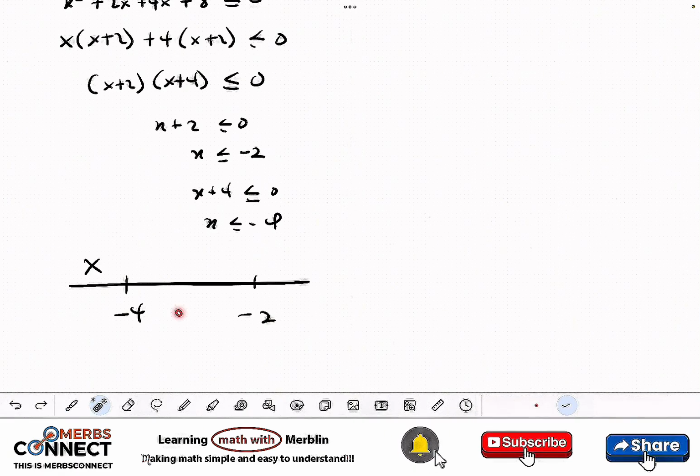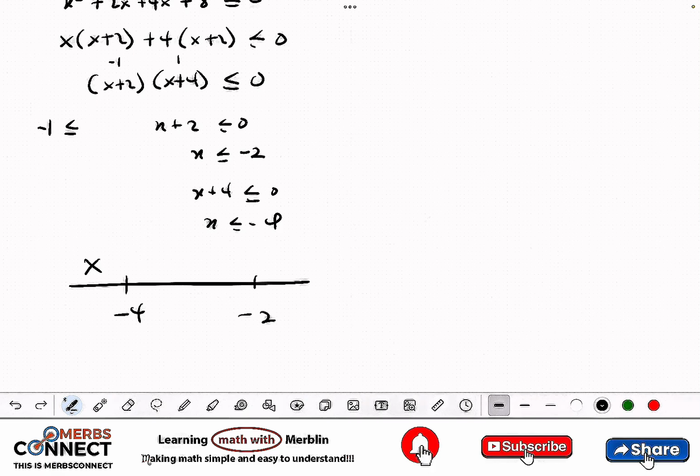We can pick any value in between. We can pick something like negative 3, which is in between here. So when I plug in negative 3 here, let's check. Negative 3 plus 2 will be negative 1. Negative 3 plus 4 will be 1. Negative 1 times 1 will be negative 1. Is negative 1 less than or equal to 0? Yes. So this is true, right?